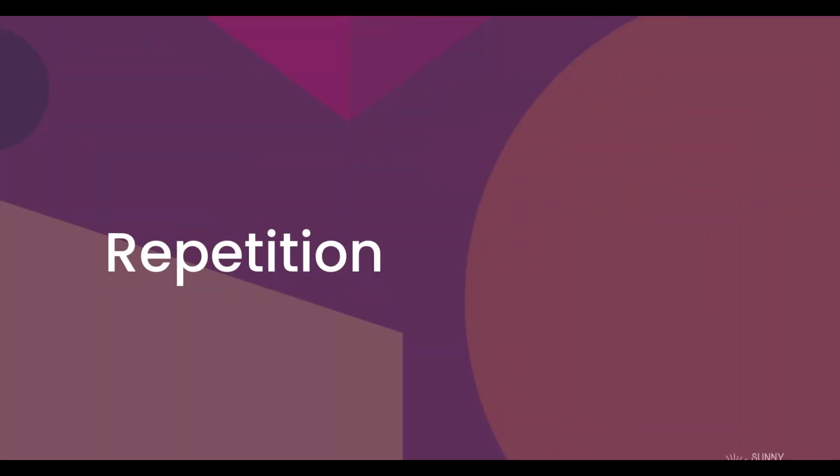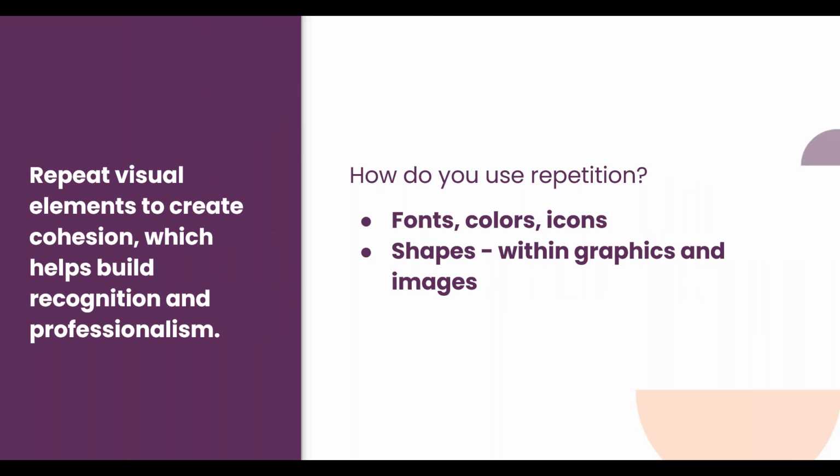And on to the next, we have repetition, which I think sometimes people think is a strange thing that's important. They're like, what, repetition? But it is, because when you repeat visual elements, you create cohesion, right? It helps build recognition, and it also looks really professional. So using the same font but in different weights and sizes, using the same colors or complementary colors in various hues or transparencies, as well as consistency and repetition in icons, and then shapes within graphics and images.